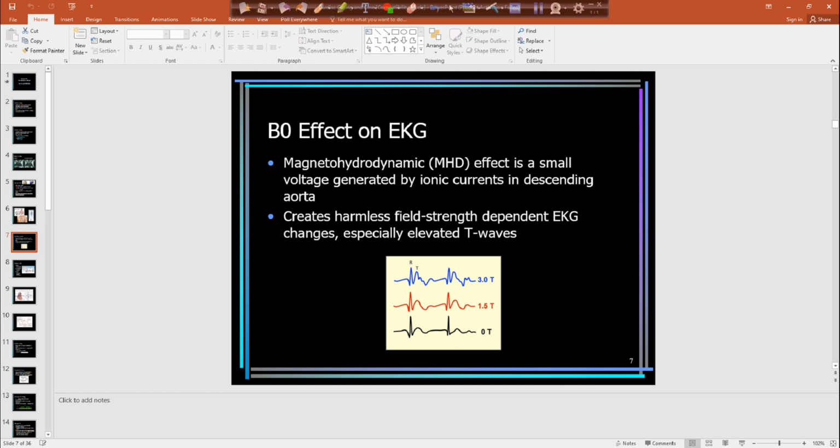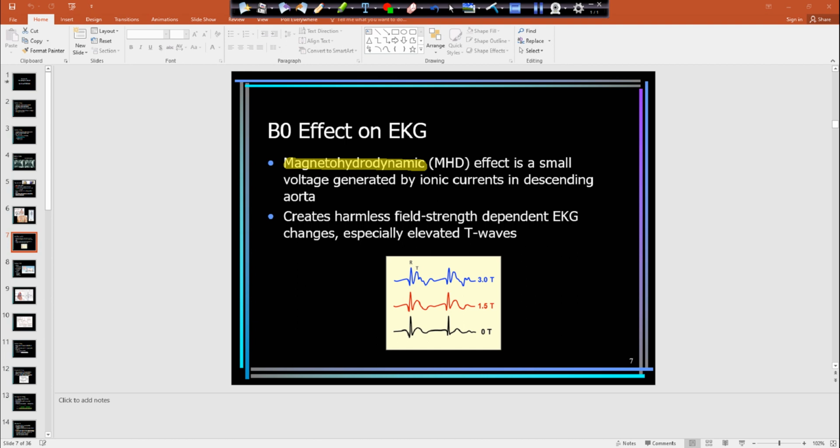Okay, so our static magnetic field actually interacts with this waveform from the EKG. This is always a registry question, so make sure you highlight this word here: magnetohydrodynamic effect. This is when a small voltage is generated by ionic currents in the descending aorta.